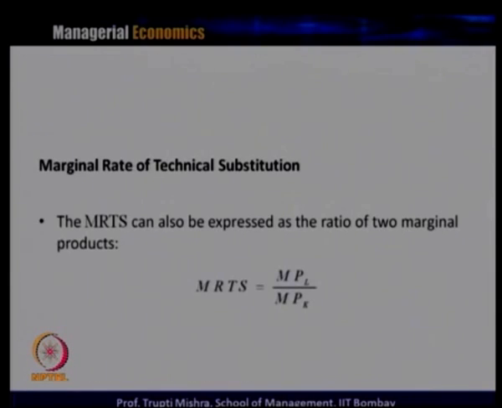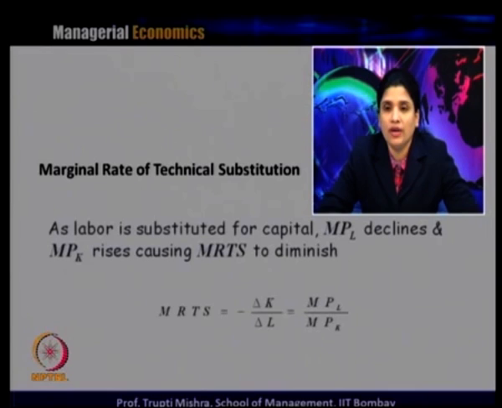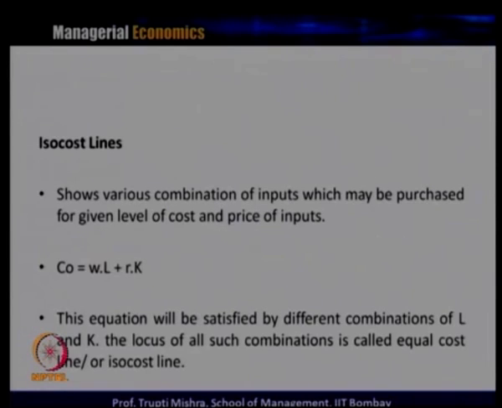The marginal rate of technical substitution can also be expressed as the ratio of 2 marginal products, that is the ratio of marginal product of labor and capital. As labor is substituted for capital, generally the marginal product of labor declines and the marginal product of capital increases, causing the marginal rate of technical substitution to diminish. So, the marginal rate of technical substitution is the change in K with respect to change in L, or just the ratio of marginal product of labor and capital.